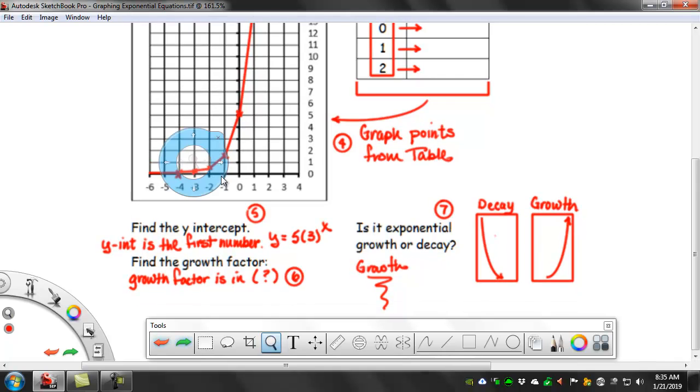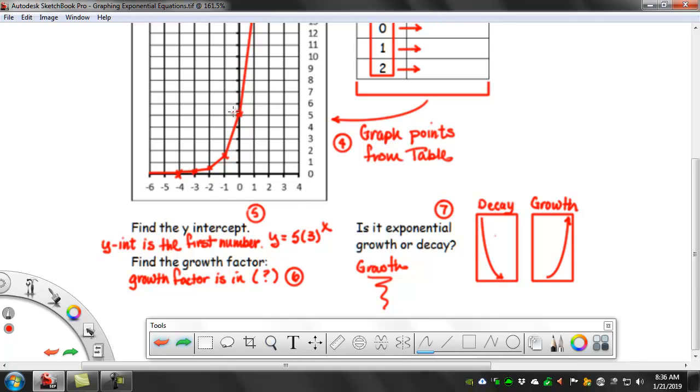There's a couple of other things we're supposed to find. We're supposed to find the y-intercept, and this is a way that we can check to see that we've graphed it correctly. The 5, the first number, is always the y-intercept. You should see 5 where it crosses the y-axis. You can see there's the y-axis right there, and it crosses at 0 on the x and 5 on the y. And that should also correspond to 0 in the x and 5 for the y when we create our table.